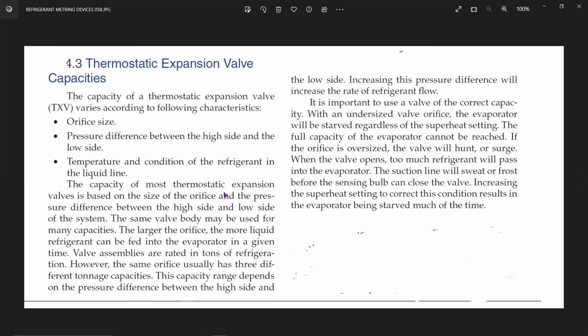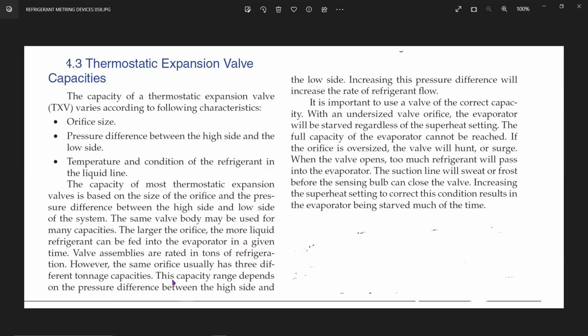The capacity of most TXVs is based on the size of the orifice and the pressure difference between the high side and low side of the system. The same valve body may be used for many capacities. That means if you have the same valve body, you can't tell the capacity is the same. Orifice could be changed. Larger the orifice, the more liquid refrigerant can be fed to the evaporator in a given time. And valve assemblies are rated in tons of refrigeration. However, the same orifice usually has three different tonnage capacities.